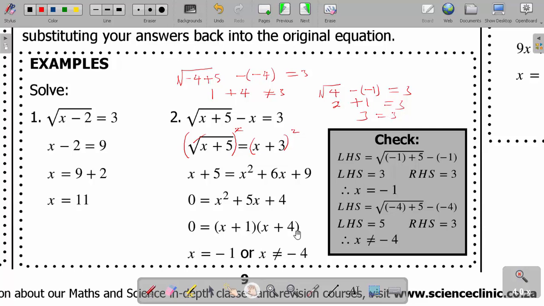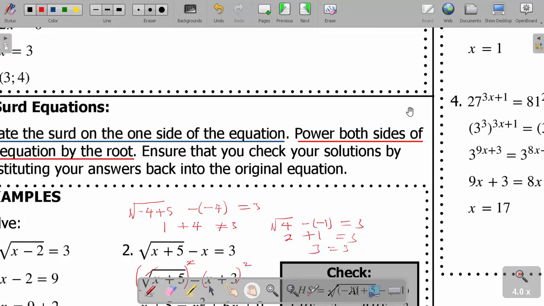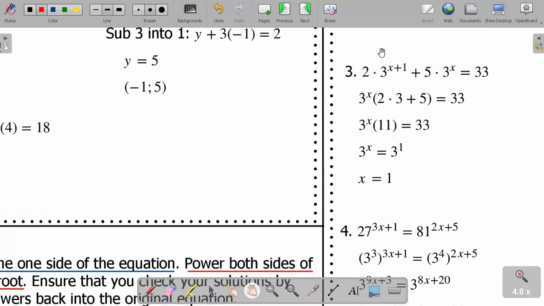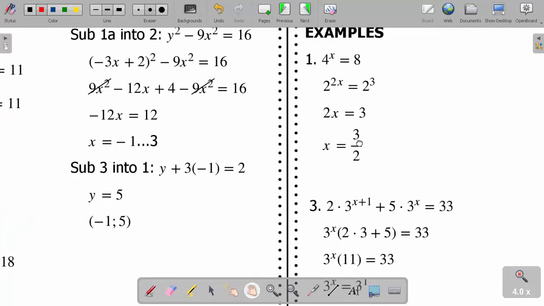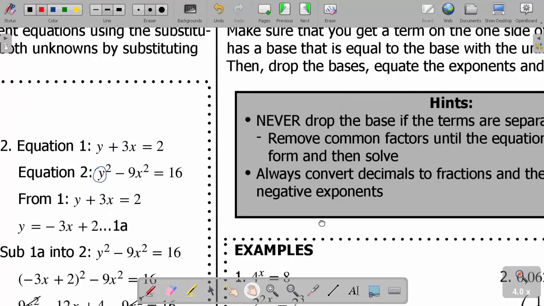So don't forget to check your answers before you submit your answer sheet, okay? That's to do with when you're solving the surd equations.